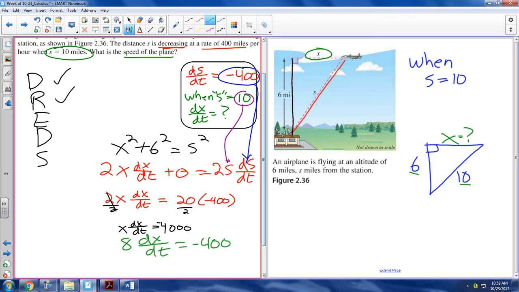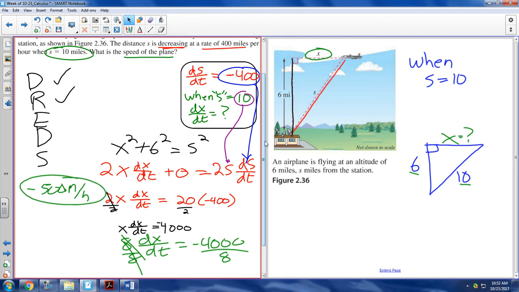Negative 4,000 divided by 8, and that should give us our answer, okay? I think that's going to be 500. So negative 500 miles per hour. We ignored units. We will talk more about units in the future, but for now, I think that's okay. Negative 500 miles per hour. The distance s is shrinking between those two objects at this point.